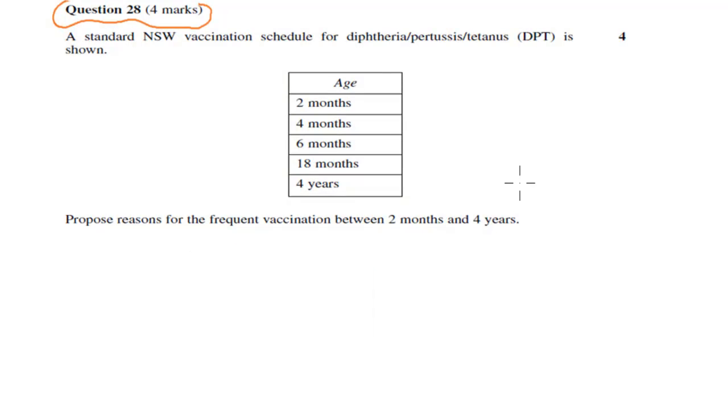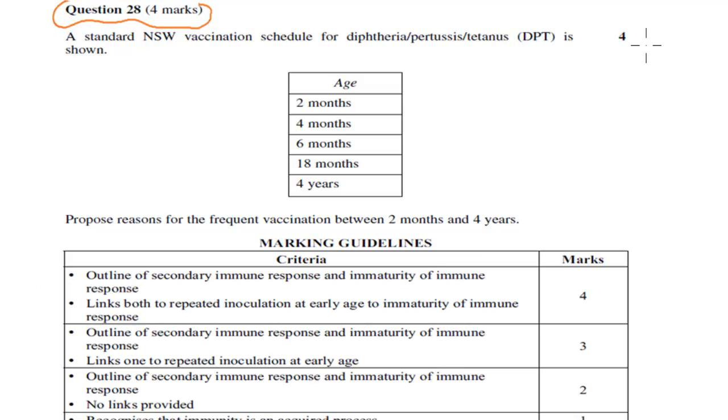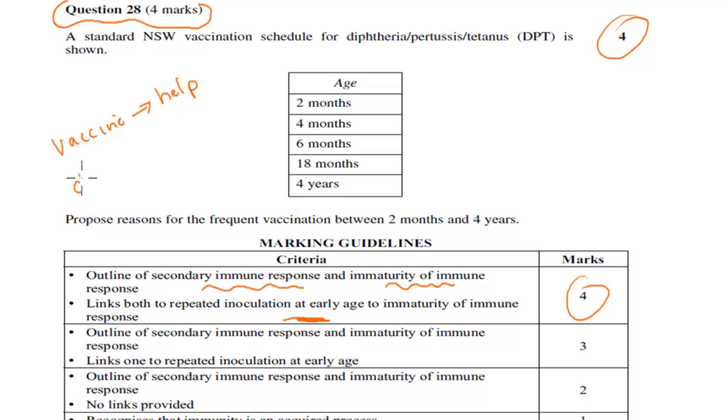Welcome back. Alright, so to get 4 marks, what you have to do is the following. This is the marking guideline. So you get 4 out of 4. You have to outline the secondary immune response and immature immunity of the child, and link both of that to why we inoculate them so early on, right? So basically what that's saying is, how do vaccines work? How do these vaccines help, right? And also, why do we do it specifically with children, right?